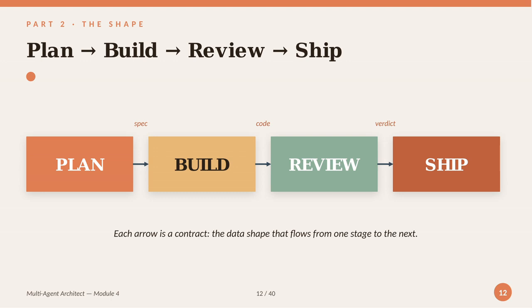The arrows aren't decorative. Each arrow represents a data contract. The spec flowing from plan to build is a real, structured object. The code flowing from build to review is a structured diff plus notes. The verdict flowing from review to ship is approve or changes required with specifics. When this pattern works, it works because each stage is small, focused, and has a clear input-output contract. When it fails, it's because contracts got hand-wavy and stages started doing each other's jobs. The discipline of sequential pipeline is contract discipline. We'll spend the next 2 slides on that because it's where the leverage is.